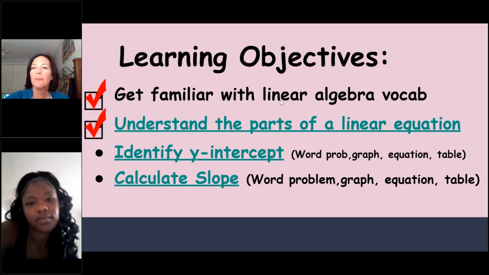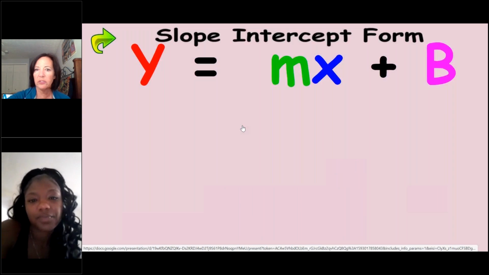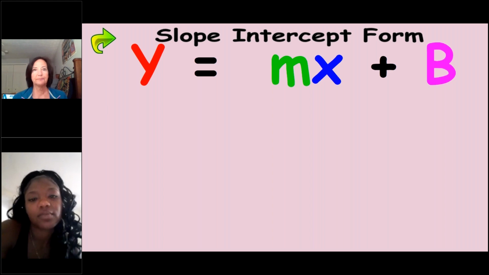Then we're going to learn to identify the y-intercept, whether it be in a word problem, a graph, an equation, or a table. And then we're going to talk about how to calculate slope. You could calculate it from a word problem, a graph, an equation, or a table. So let's go straight to understanding the parts of a linear equation.